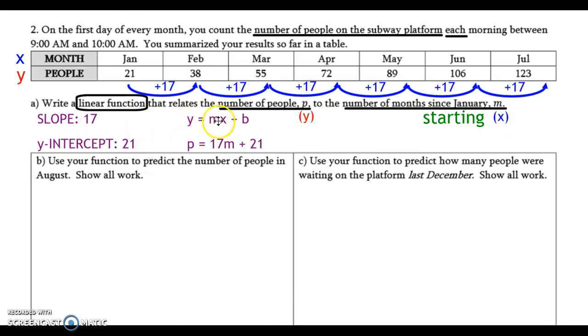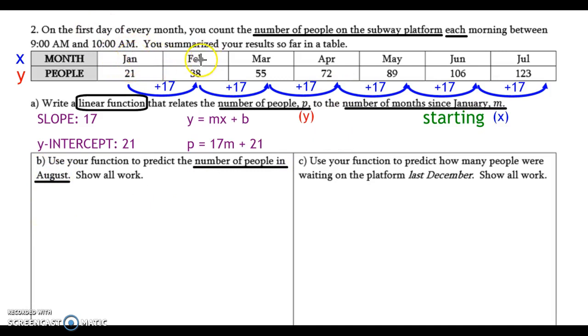So this might be a little confusing because we're using m for slope here, and there's also an m, which is the number of months that corresponds to x. But keep in mind that this is the slope, which is 17, and x corresponds to the number of months. Now that I have my function, I'm going to use it to predict the number of people in August. So let's be careful here because in August doesn't mean 8, even though it seems like it should. The number of people in August is indicated by how many months it's been since January. So this is January, so it's been 0 months since January.